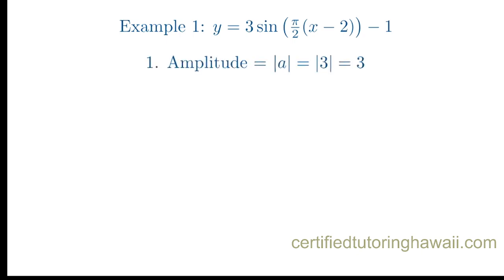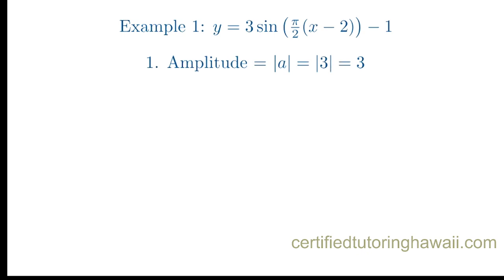Consider the function y equals 3 sine of the quantity pi over 2 times x minus pi, all minus 1. Our goal is to identify the amplitude, period, phase shift, and vertical shift. First, the amplitude. This is the absolute value of the coefficient A, which is 3. So the amplitude is 3. Next, the period.